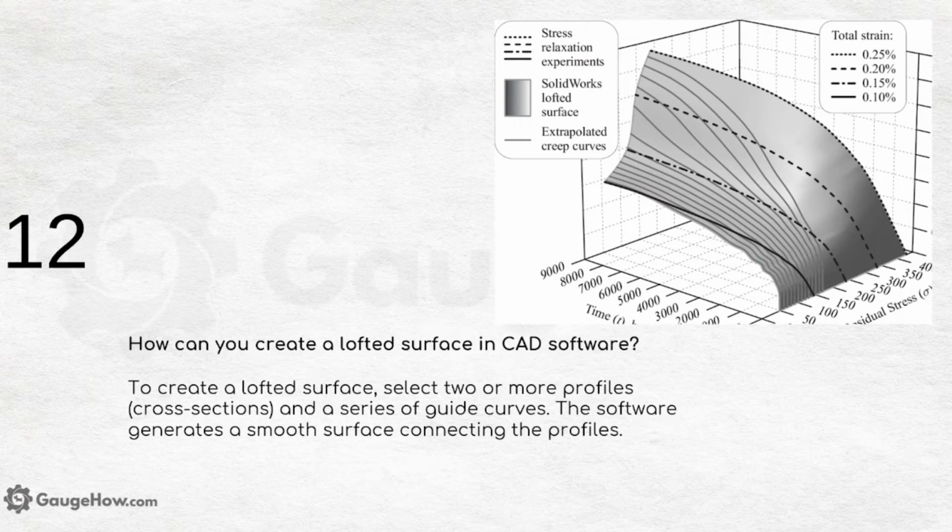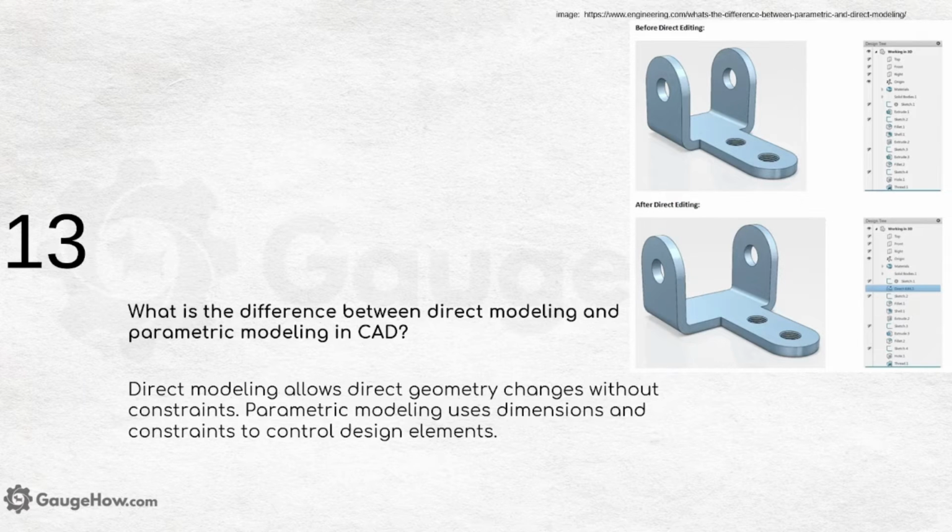How can you create a lofted surface in CAD software? To create a lofted surface, select two or more profiles, cross sections, and a series of guide curves, and the software generates a smooth surface connecting the profiles. So again, CAD is easy to use and you can even create lofted surfaces in it. What is the difference between direct modeling and parametric modeling in CAD? Direct modeling allows direct geometry changes without constraints. Parametric modeling uses dimensions and constraints to control design elements.